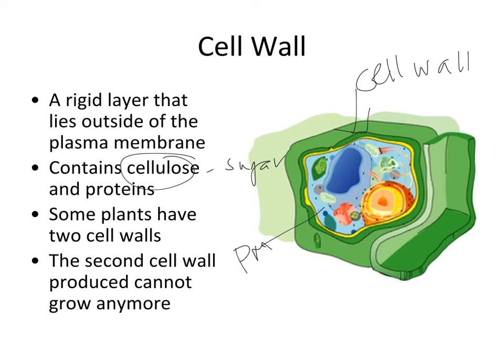There are some plants out there that have a secondary cell wall, or two cell walls. That secondary cell wall is going to eventually turn into what we know as bark. When plants have secondary cell walls, they're going to harden, and then they're not going to be able to grow anymore, unlike the primary cell wall, which is going to grow and expand with the cell.